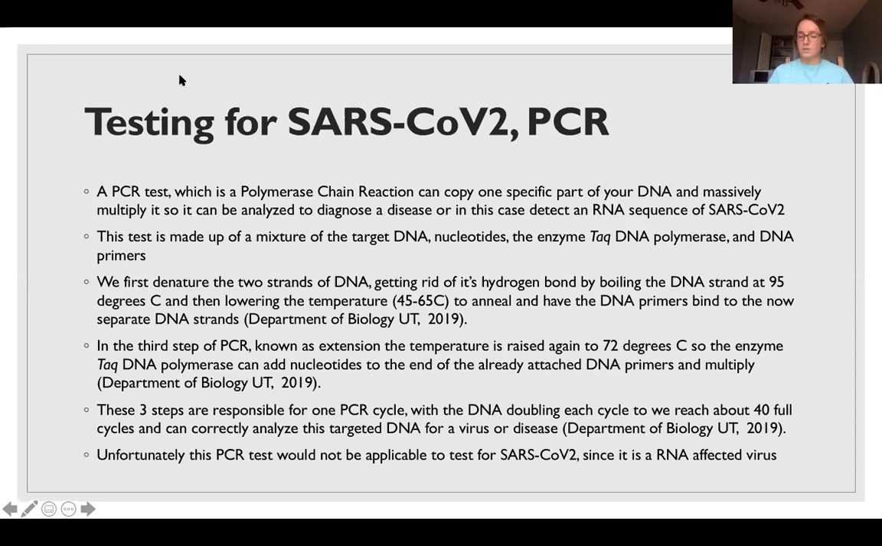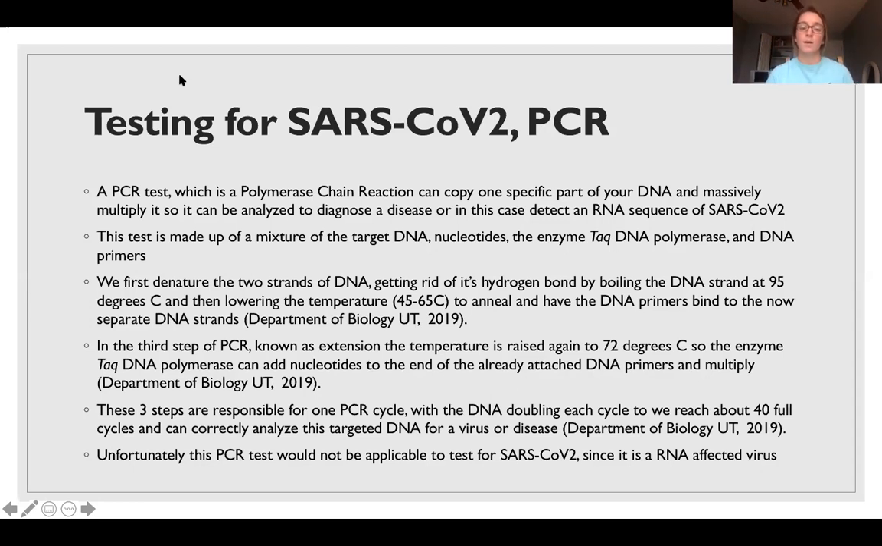So how do we test for this virus? There are many ways we can test for this virus. One is PCR testing, and PCR stands for polymerase chain reaction. What this test can do is copy one specific part of your DNA and massively multiply it to be analyzed to diagnose a disease, or in this case, detect an RNA sequence of SARS-CoV-2. So basically, we know how small DNA sequences can be. What this test does is take a specific one and multiply it to trillions and millions of them so we can test them for a disease rather than just having one little one.